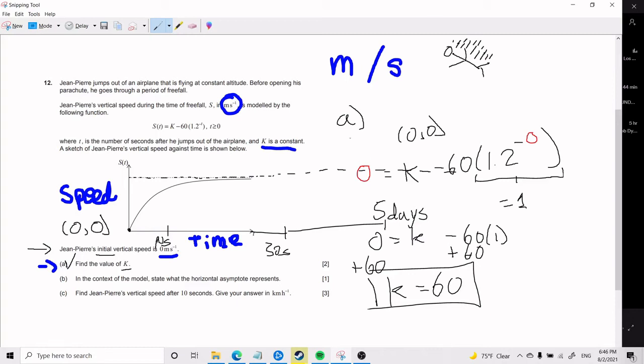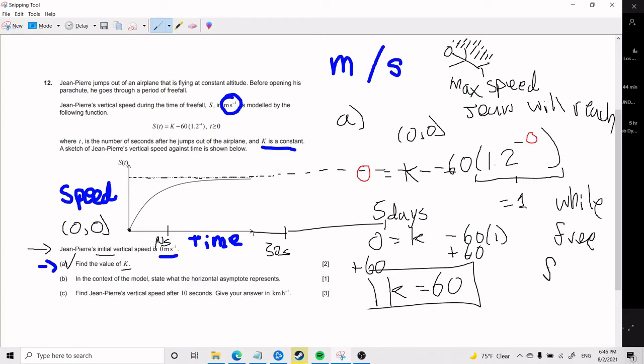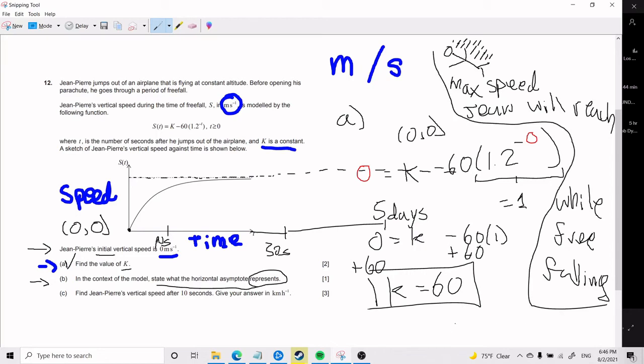And so that is what this asymptote is telling you. It is the maximum speed Jean-Pierre will reach while free falling. And so more than finding the amount of the asymptote, we only need to give the context of it. State what it represents, okay? So this is good enough for an answer. That is for part B.